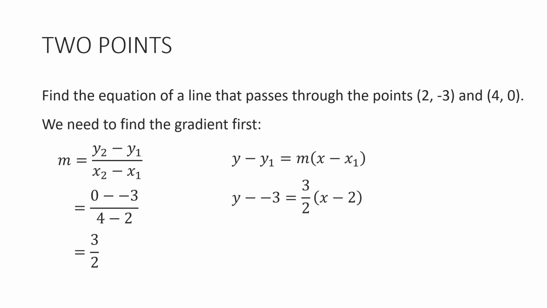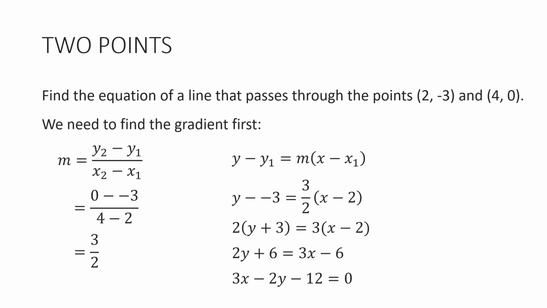So substituting that in, this is going to become y plus 3, and I'm going to move this 2 over like this. So I've got 2 outside of y plus 3 in brackets is equal to 3 outside of x minus 2. So let's expand both of those brackets out, and I'm going to put it into general form. Here x is positive, so everything's going to go on this side. So I'm going to get 3x take away 2y, take away 12 is equal to 0.